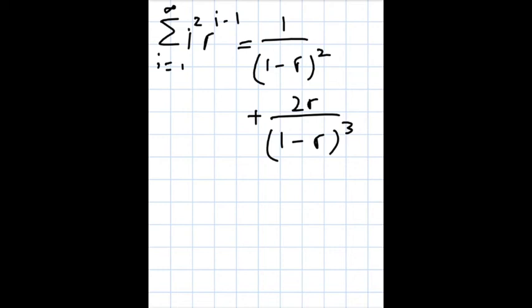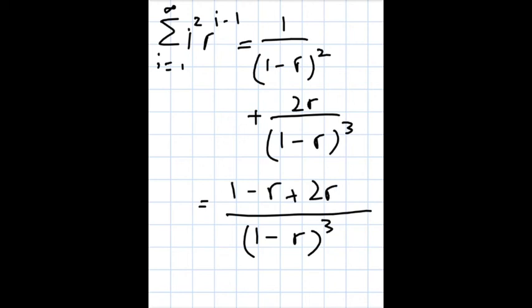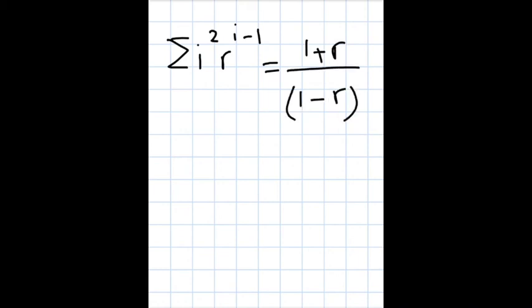Which is equal to, simple algebra will tell us, 1 minus r plus 2r, so which is equal to (1 plus r) over (1 minus r) cubed. So in summary, we have the sum of i squared r to the i minus 1 equal to (1 plus r) over (1 minus r) cubed.